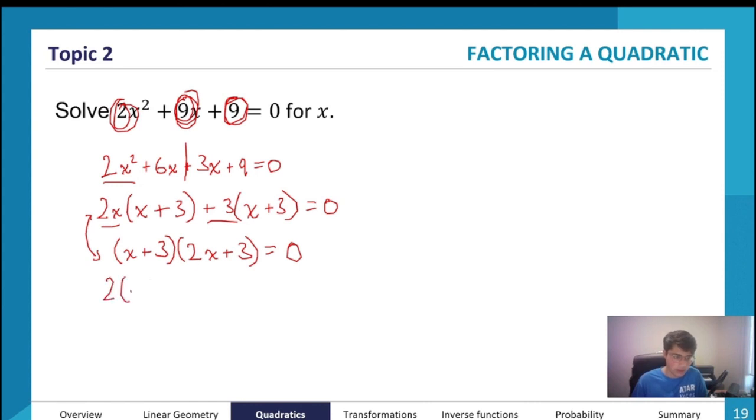We'll write it out the front, 2 times x plus 3. And then we've got 2 times x, and then we've got 2 times 3 over 2, which will give us 3 equals 0. You don't have to do that last step there, but that's just for the sake of completeness, showing that you can convert this quadratic in expanded form to factorized form, which is at the bottom here.